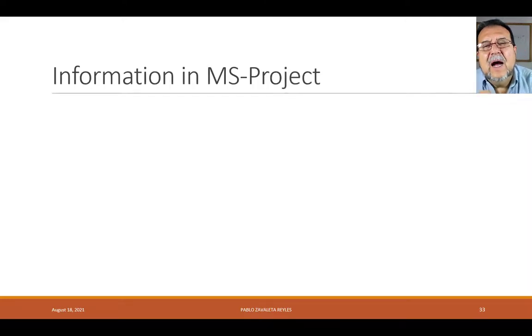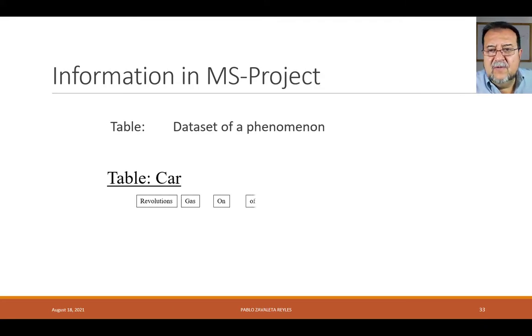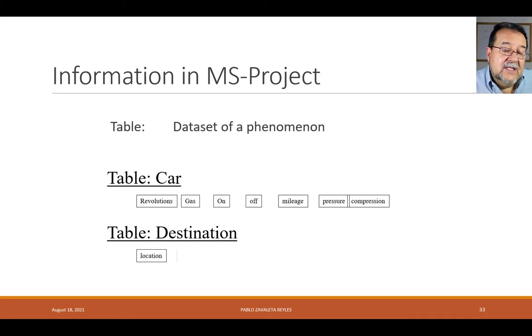Now, how does Microsoft Project manage information? First, they create tables, that is a data set of a phenomenon. We will be covering these concepts very quickly. It's not the objective of this course to develop things like variables, fields, or rows. Just the table is a data set of a phenomenon. So we have, for example, for a car: revolutions, gas, on, off, mileage, pressure, compression. And another table, destination.